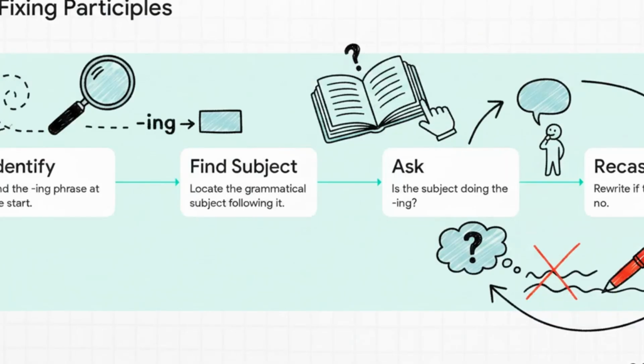So, here is your quick checklist to identify and fix these dangling participles during your own self-study sessions. 1. Scan your writing for any ing phrases at the very start of a sentence. 2. Find the very first noun or pronoun right after that phrase. 3. Ask yourself literally, is this subject actually doing the ing action? And 4, if the answer is no, get out your red pen and recast that sentence.